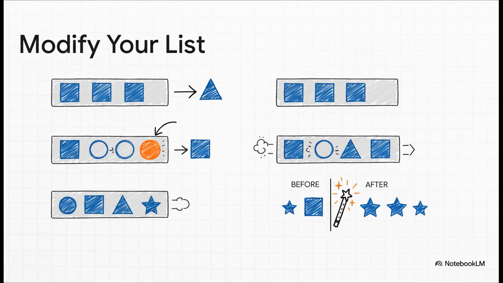Then you've got the methods that actually change the list. Append is your go-to for just tacking an item onto the end. Insert is more precise. It lets you put an item exactly where you want it. Remove and pop give you different ways to take things out. And sort, well, it does exactly what it sounds like, putting everything in order for you just like that.